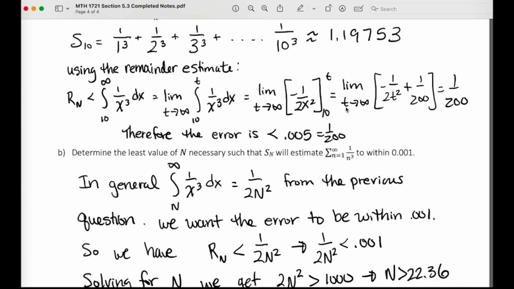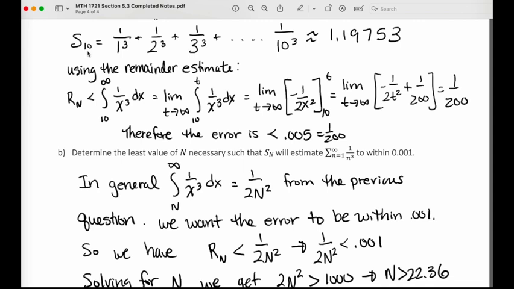And now when I take the limit as t goes to infinity, this first term is going to approach 0 because the denominator is going to get bigger and bigger and bigger, so the whole fraction is going to get smaller, which then leaves me with just 1 over 200. So we can estimate that the partial sum going out to 10 gives us 1.19753, and that's going to give us an error of less than 0.005, which is the 1 over 200. So we got pretty close using S10.